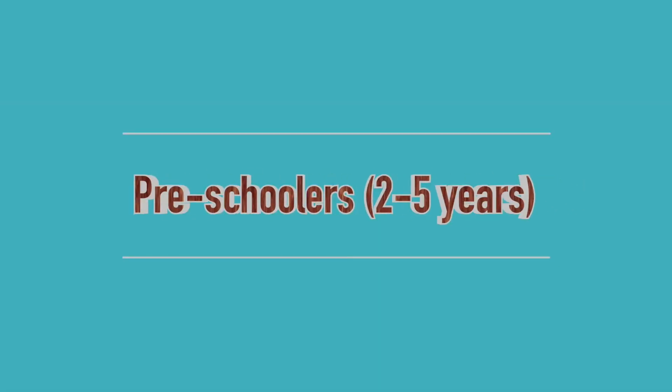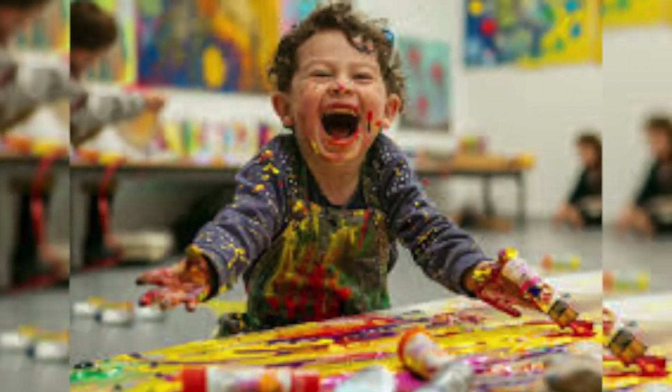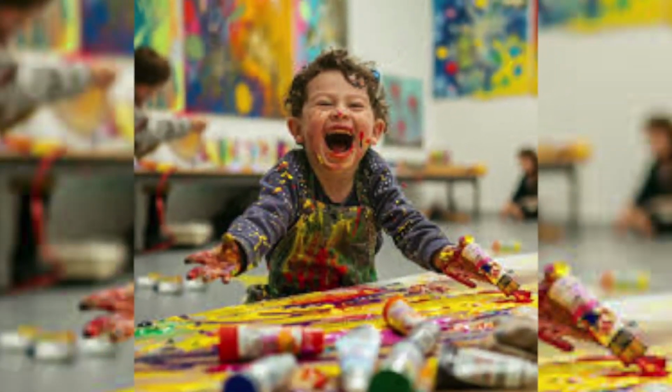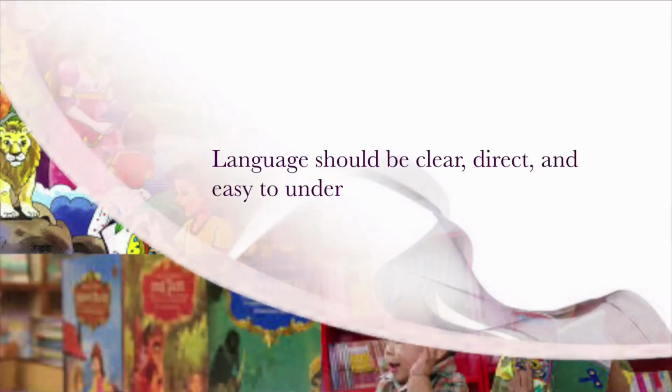Preschoolers, 2 to 5 years old. Preschoolers are in the sensorimotor and pre-operational stages of development, meaning they learn through sensory experiences and imaginative play. At this age, children prefer simple sentences. Language should be very clear, direct, and easy to understand.